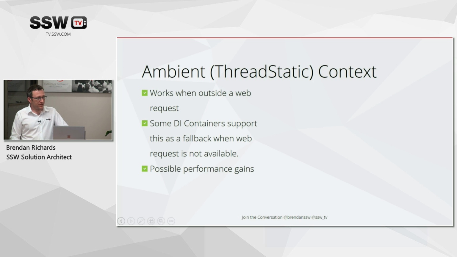But ambient thread static context can be used outside of web requests, and in fact, StructureMap has this scope called HTTP or thread local. So that one will look for current running HTTP requests. If that exists, put it against the web request. If not, make it a thread local. And that's StructureMap. So some DI containers support this as a fallback, and there's still the possible performance gains. This has all kinds of problems though.